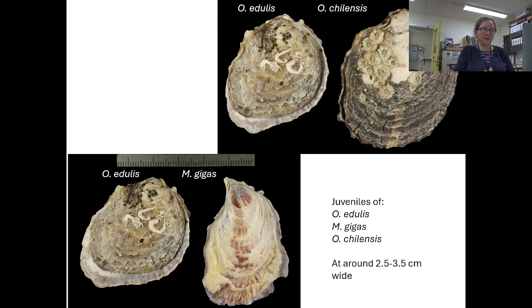Gigas, the Pacific oyster at the bottom, again is still elongated, and it's almost teardrop shaped when it's small, and the shell is a light cream, sometimes with a reddish mottling.